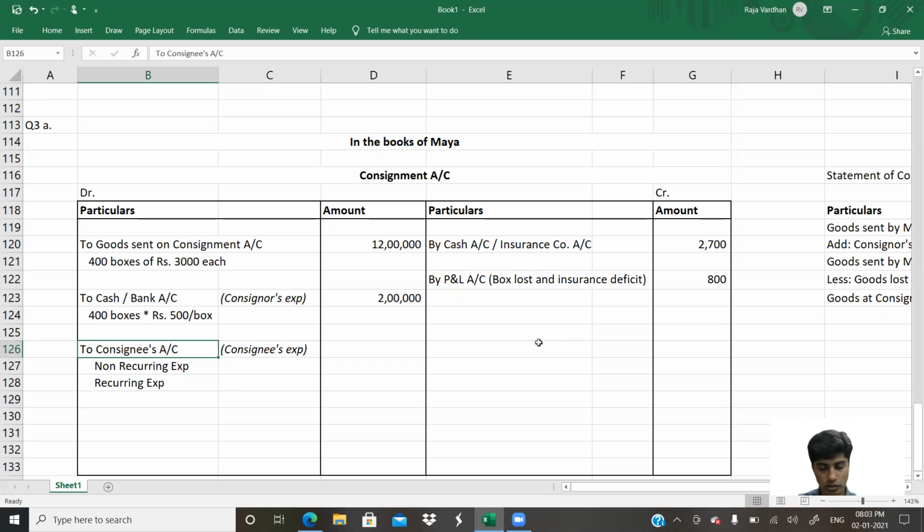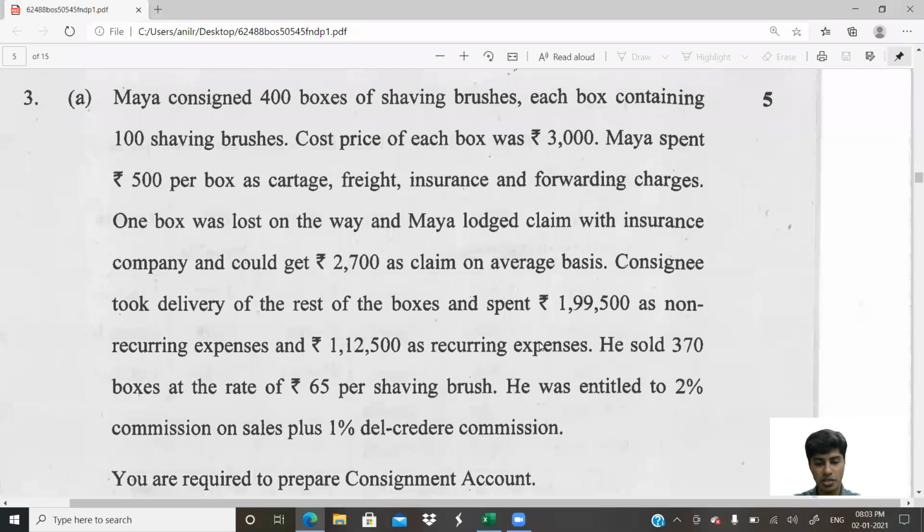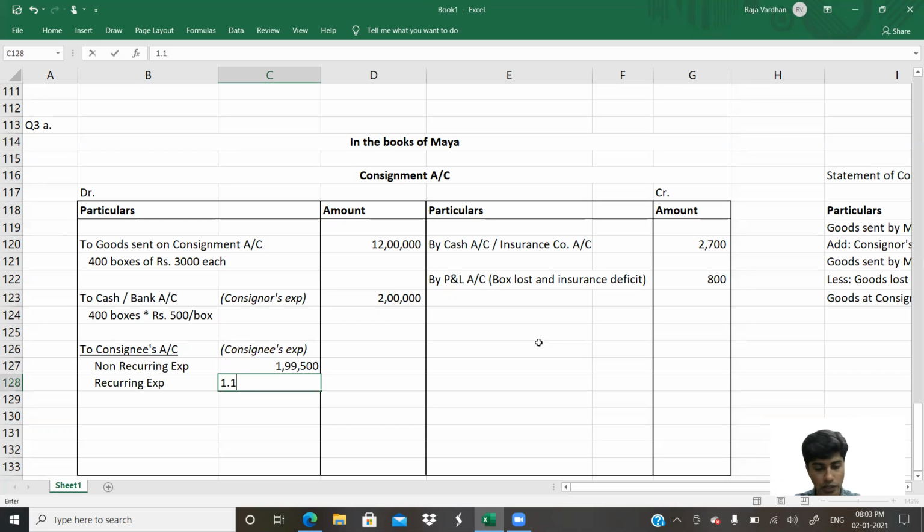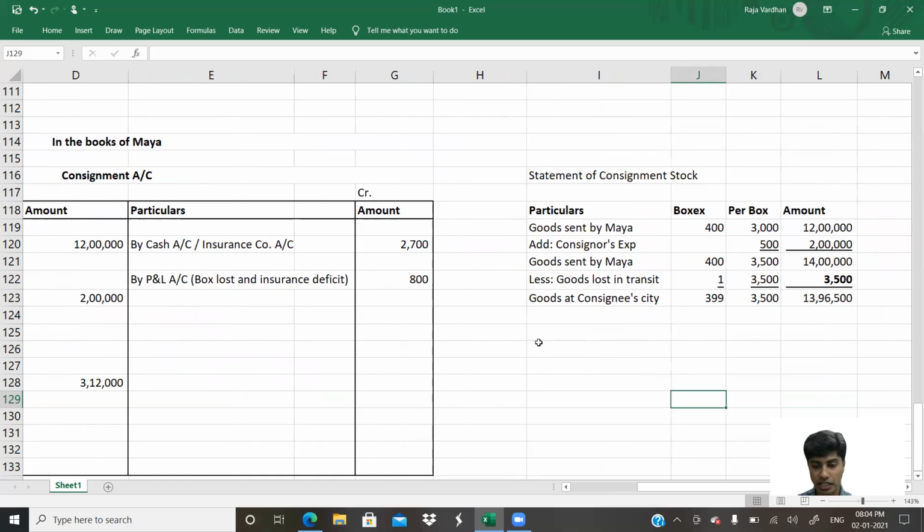Recurring expense. How much is non-recurring expense incurred? 1,99,500. How much is the recurring expense incurred? 1,12,500. Yes, the total expense comes to 3,12,000. Perfect. But out of this 3,12,000, what will be the expense that I'll add here?